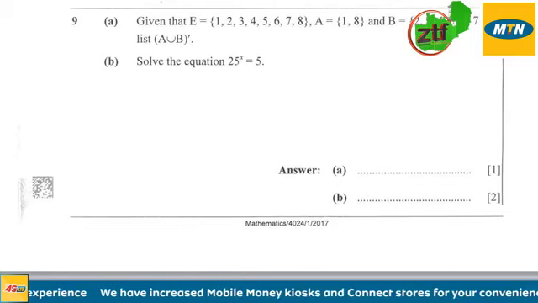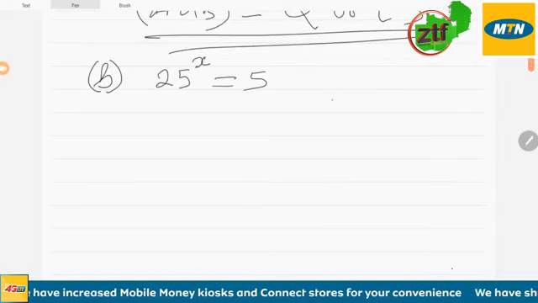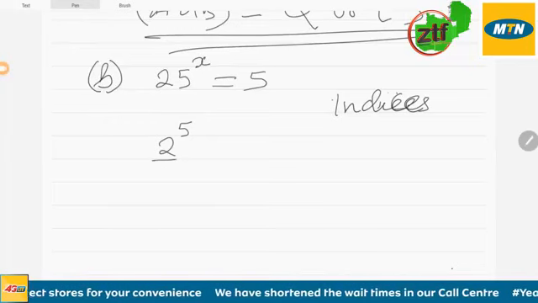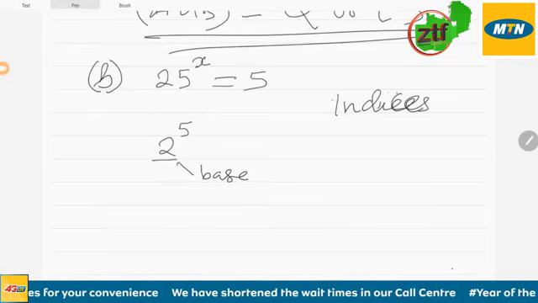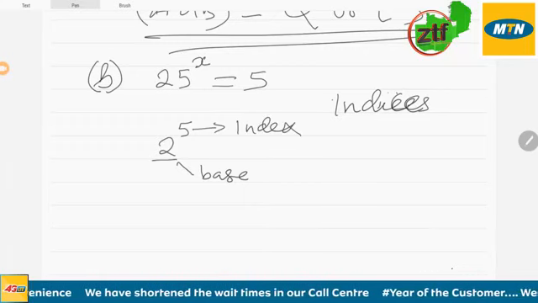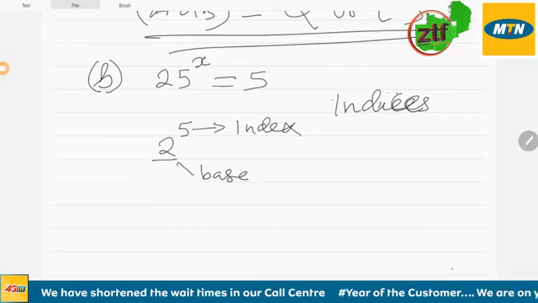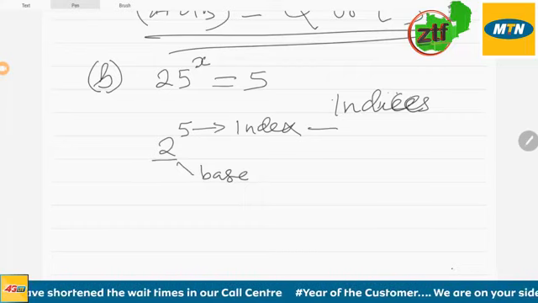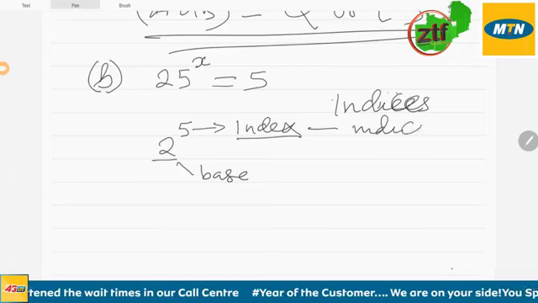25 raised to power x equals 5. Right, so this topic is based on indices. We need to remind ourselves what indices are. If I have 2 to the power 5, this 2 is called the base, and this 5 is called an index. So, we are looking at indices. The plural for index is indices.